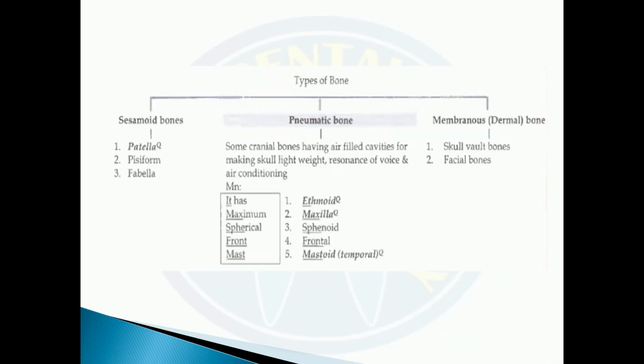These are the types of bone: the sesamoid bones, the pneumatic bones, and the membranous or dermal bones. The sesamoid bones are the patella, pisiform, and fabella. Pneumatic bones are cranial bones having air-filled cavities for making the skull lightweight, for resonance of voice, and for air conditioning. These are the ethmoid, maxilla, sphenoid, frontal, and mastoid. Membranous or dermal bones are the skull vault bones and the facial bones.